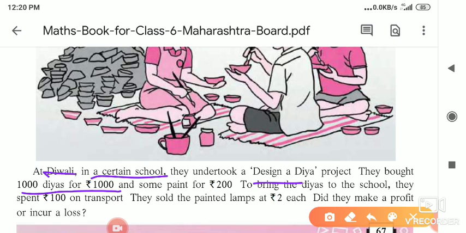1,000 diyas for 1,000, which means 1 diya's price is equal to 1 rupee. And some paints for rupees 200. They brought paint to color the diyas. Then they spent 100 rupees on transport. And they sold the painted lamps for rupees 2 each. Did they make a profit or incur a loss?